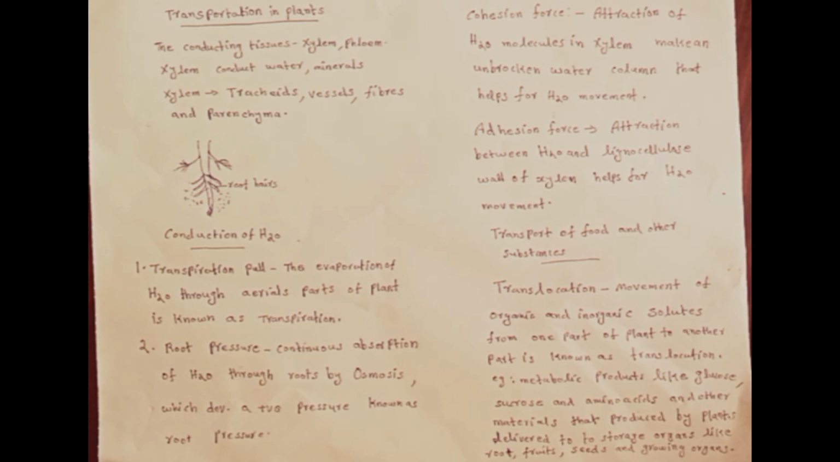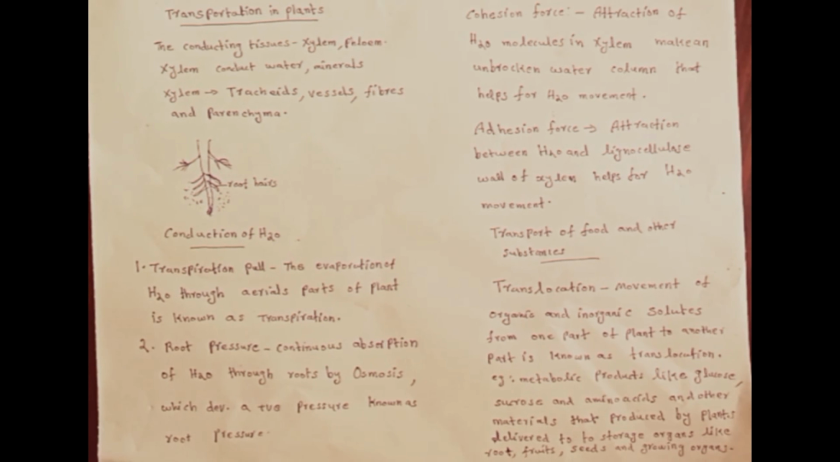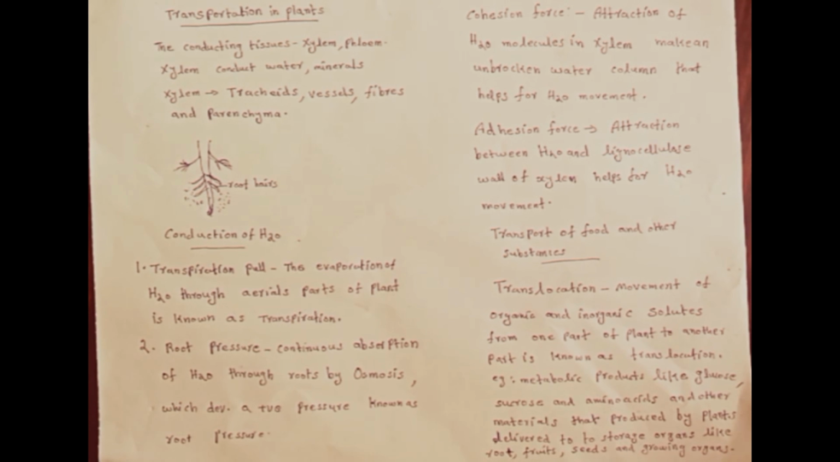Here the leaf is known as source. Leaf is the main part that produces such types of food material. Here leaves are known as source and the storing part is known as sink. The translocation takes place from the source, that is leaves, to the sink part, that is the storing part: seeds, fruits, roots, etc.